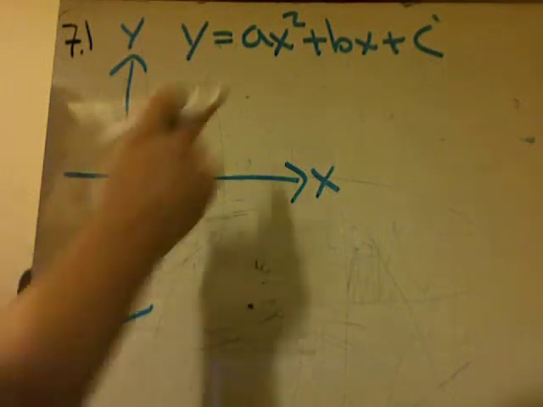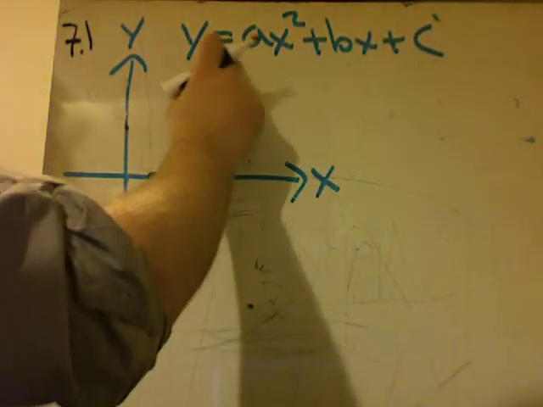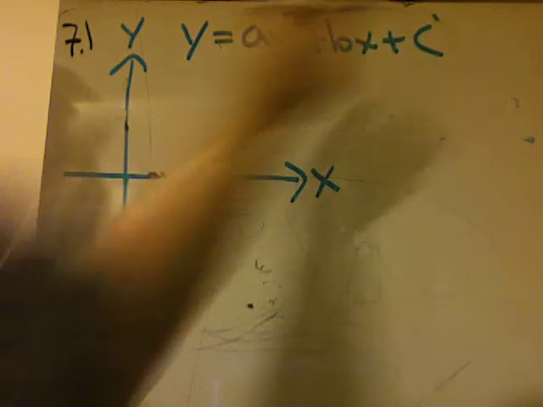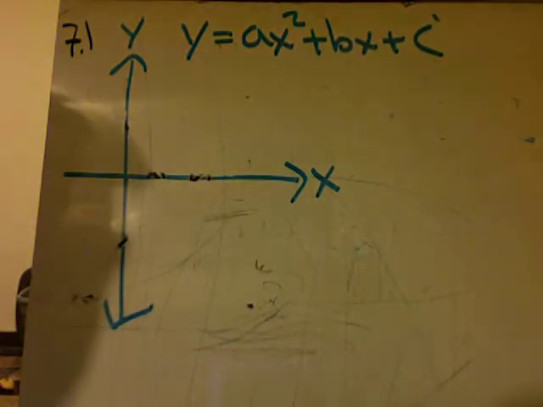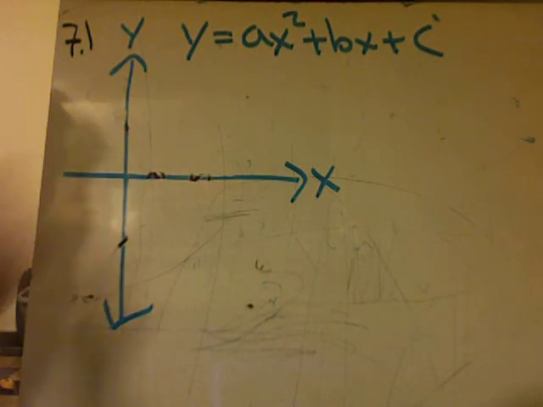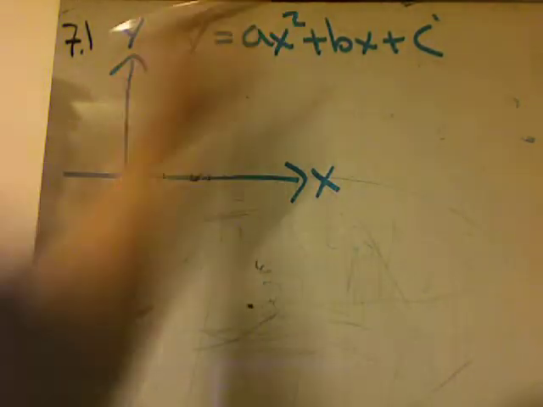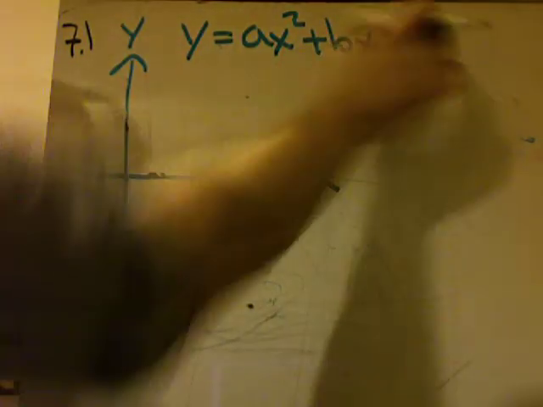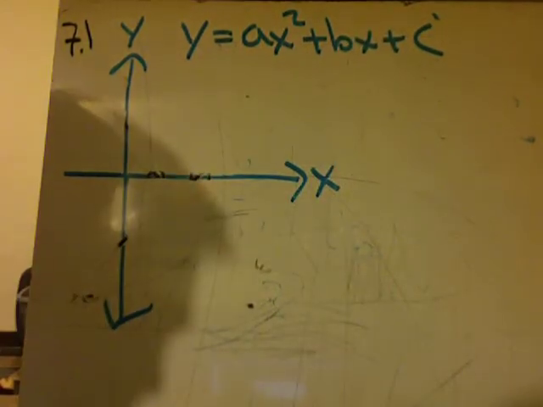Alright, what we have here is a quadratic equation. Y equals ax squared plus bx plus c. Okay? The difference so far between this and the linear equations is this ax squared piece, right? If we look at this bx plus c, it's kind of like mx plus b. Same thing.